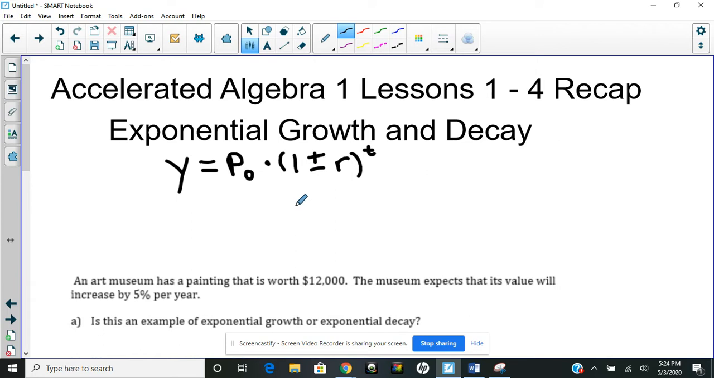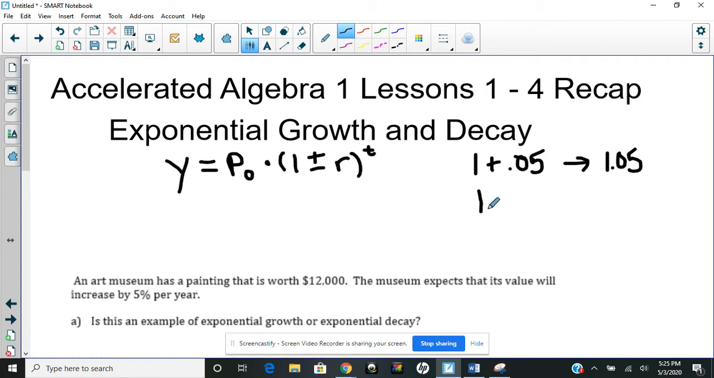The good thing to remember, though, is sometimes they're going to write this not as 1 plus R. They'll actually do the math for you. So say you see 1 plus 0.05. That's the same thing as 1.05. So if you see in a problem 1.05, that's going to indicate that there was a growth rate, because in order to get 1.05, you had to do 1 plus 0.05.